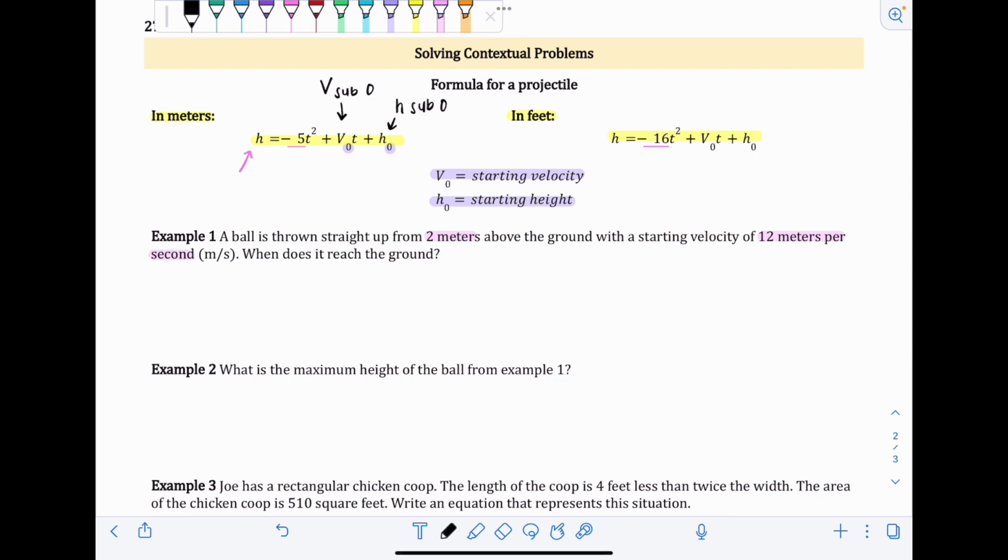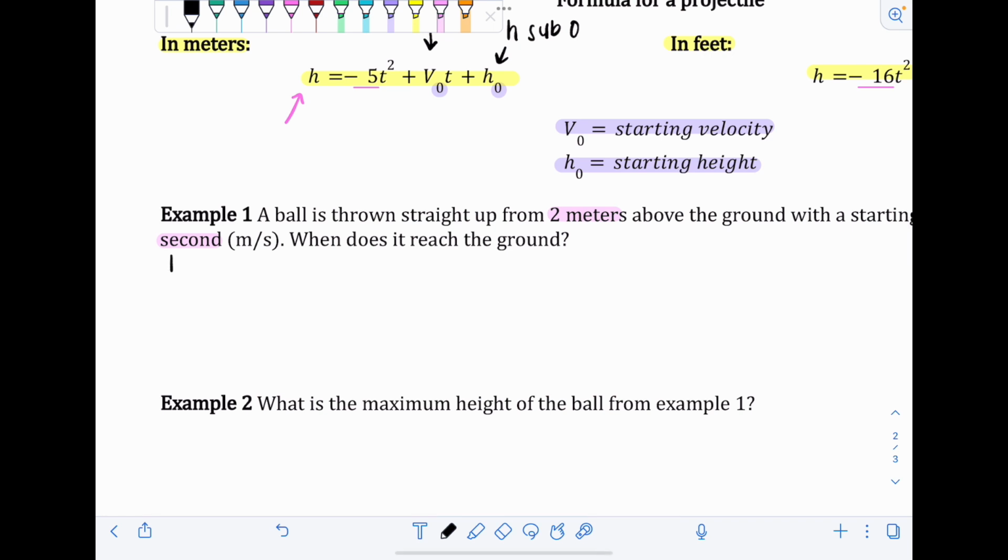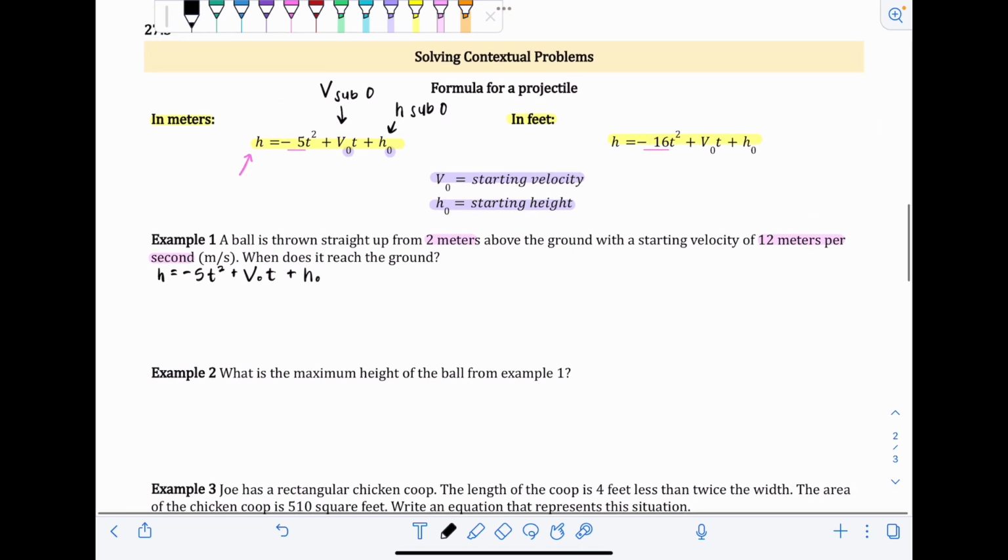So I'm going to copy it down right here. h equals negative 5t squared plus v sub 0 t plus h sub 0. Sorry, I said it wrong at first, so I fixed it. When you are using this formula, we have to put something in for that v sub 0, the starting velocity, and the h sub 0, the starting height. So we find those values from the problem itself.